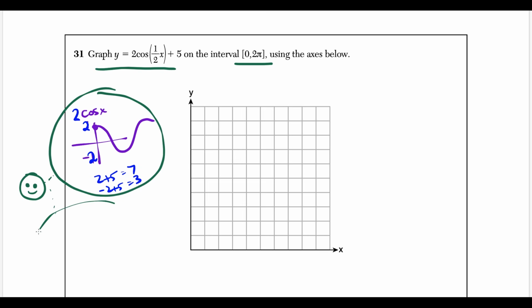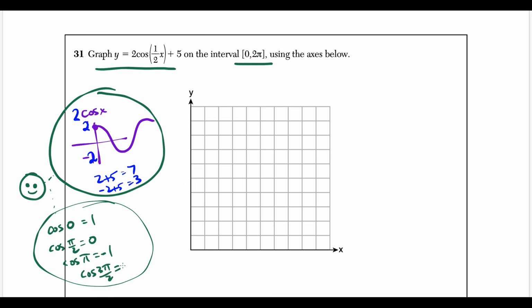Now, another thing I look out for, and then we'll get to the calculator, is I like to evaluate cosine at 0, because cosine of 0 is 1. Cosine at pi over 2 is equal to 0. Cosine of pi is equal to -1. Cosine 3 pi over 2 is equal to 0. And then cosine of 2 pi brings you back to 1. So these are just some values I'm on the lookout for.